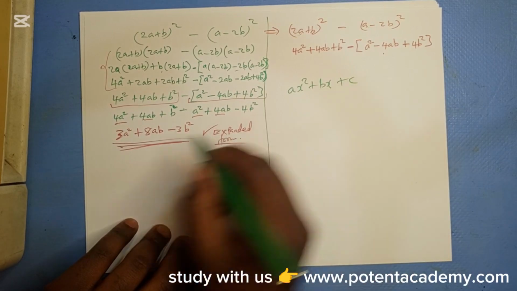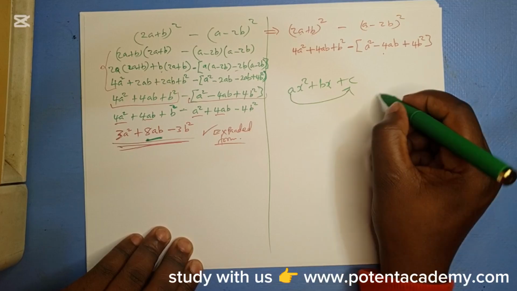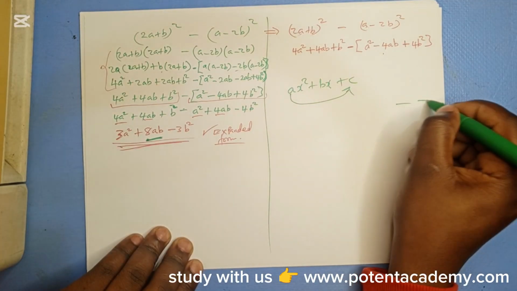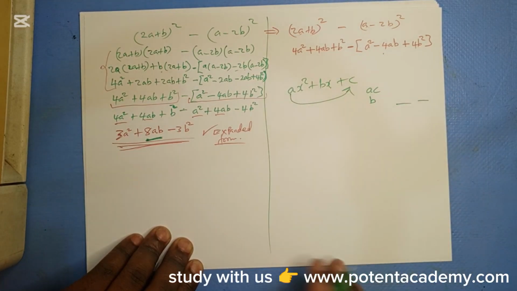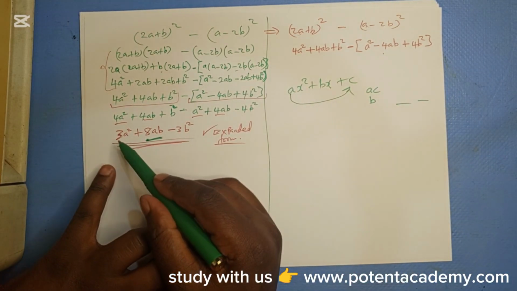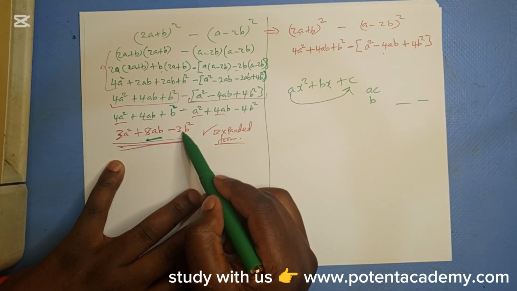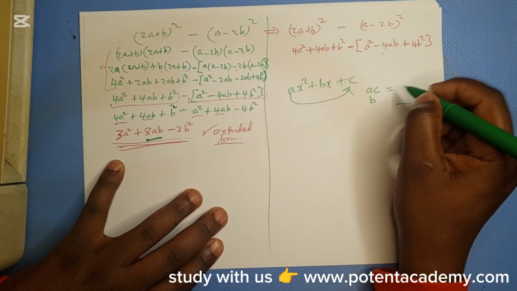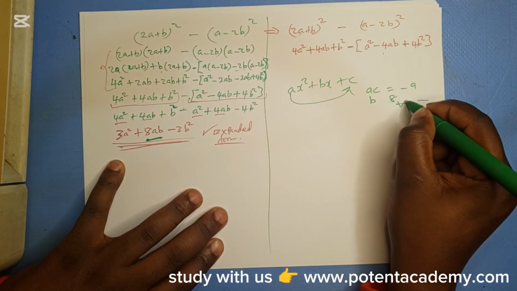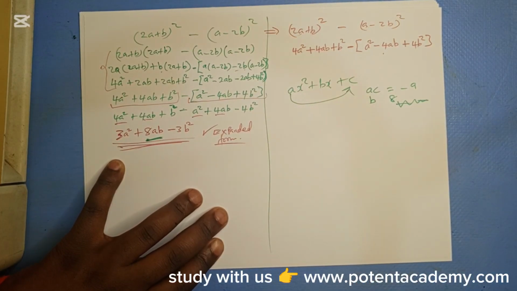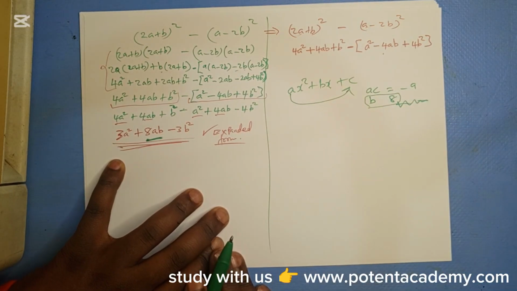So to do this, you need to find 2 factors to expand the middle part. Those 2 factors, if you multiply them, must give you the product of A times C, and if you add them, they must give you B. In this case, our A is 3 and our C is negative 3. So 3 times negative 3 gives us an AC of negative 9. Our B is 8. So I need 2 factors that add to give me 8 and multiply to give me negative 9.